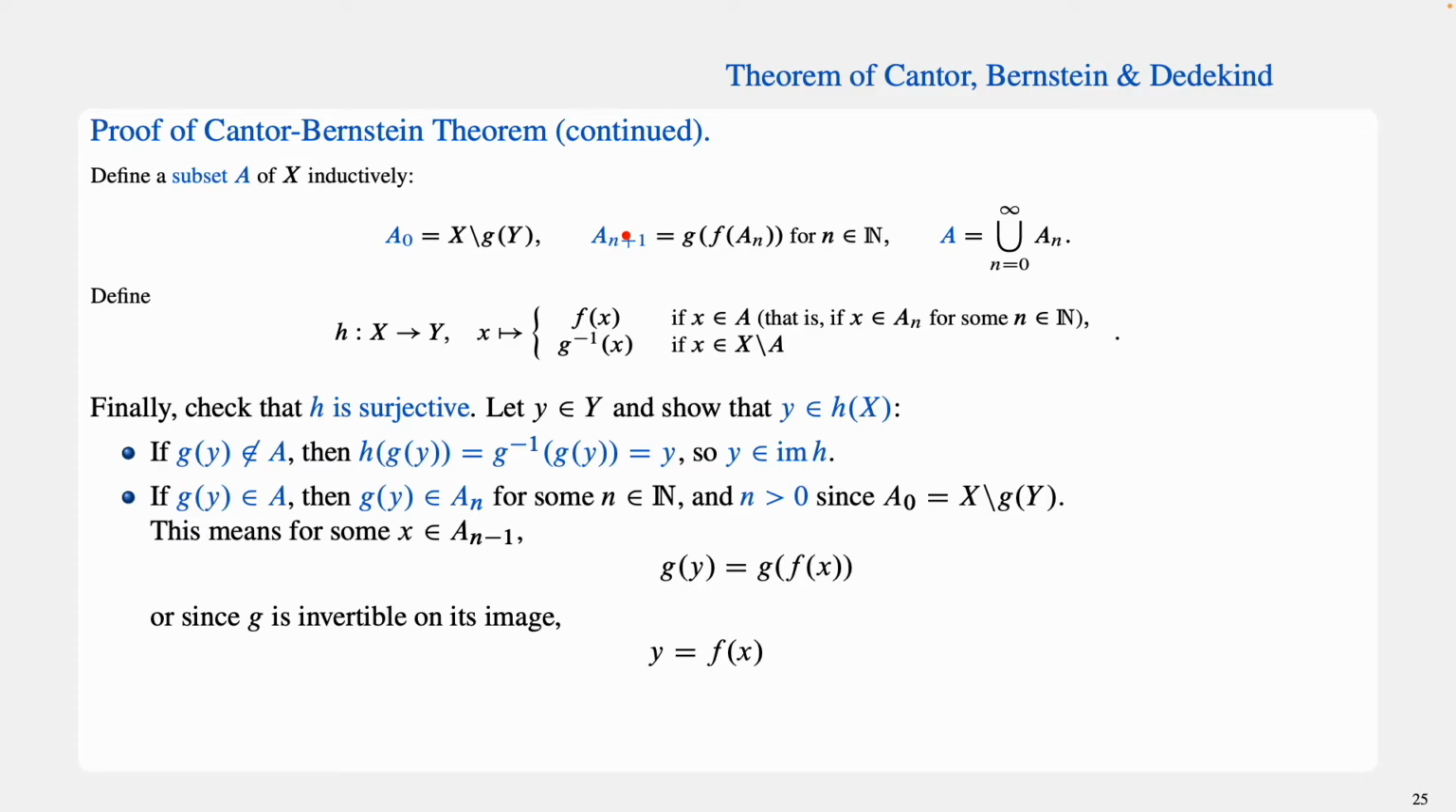But if it's contained in one of these higher index An, it means that there must be some x in An minus 1 that gets, by this construction here, mapped to G of y. So G of y is equal to G f of x, where x is taken from An minus 1. And now G is invertible on its image, so we can apply G inverse on both sides here. So this means y is equal to f of x for this particular x here.